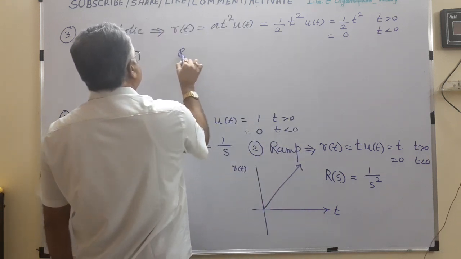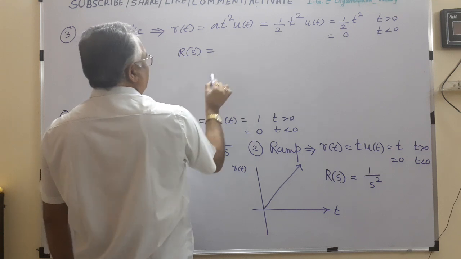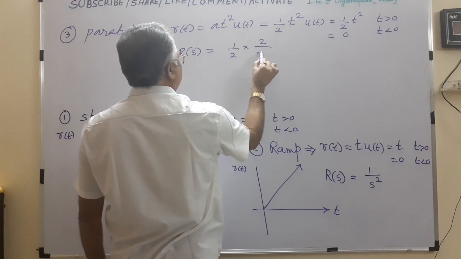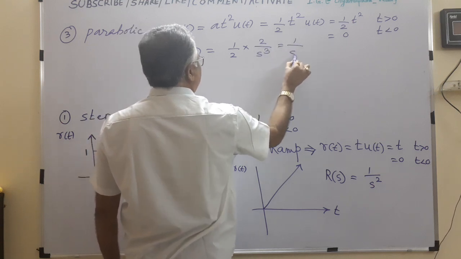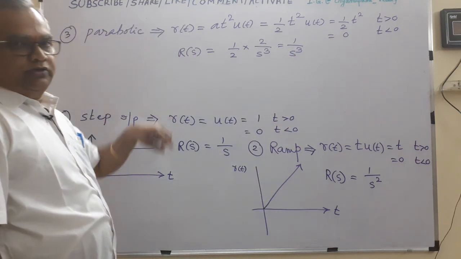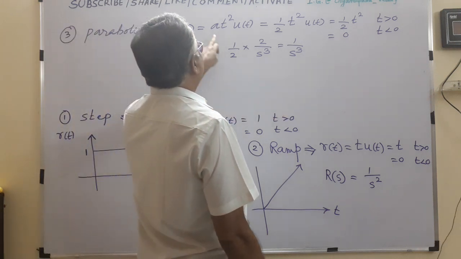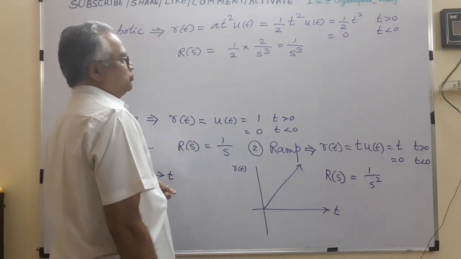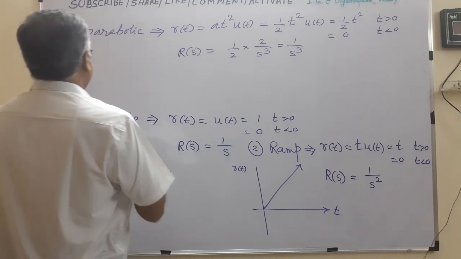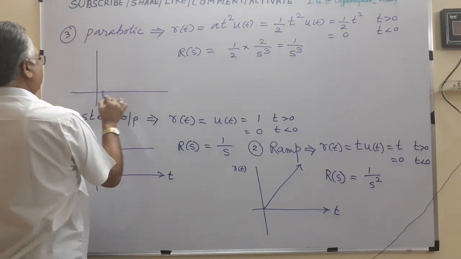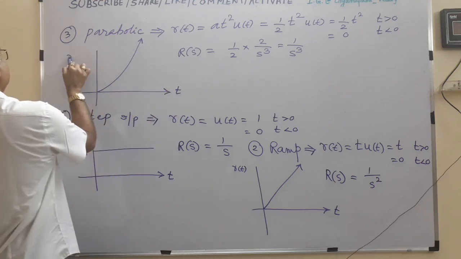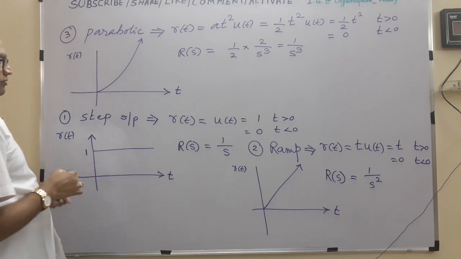What is the Laplace of this? Laplace of 1 by 2 t square is 1 by s cube. So we have 1 by s, 1 by s square, 1 by s cube. To bring it into that format, we are taking a equal to 1 by 2. So what is the plot of this? It is like this. So parabolic.